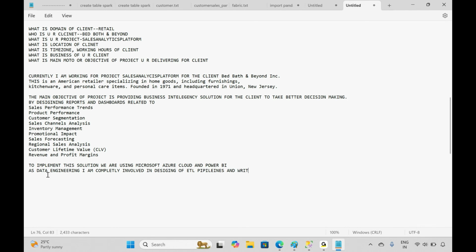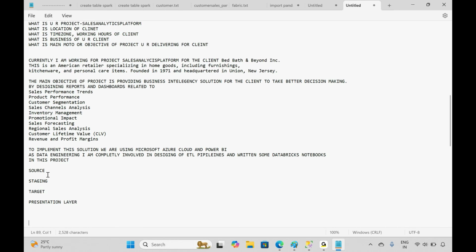In this project, first you need to tell very clearly what is your source, what is your staging and target, and finally the presentation layer. This is very, very important. Every interviewer wants to understand what is your source.